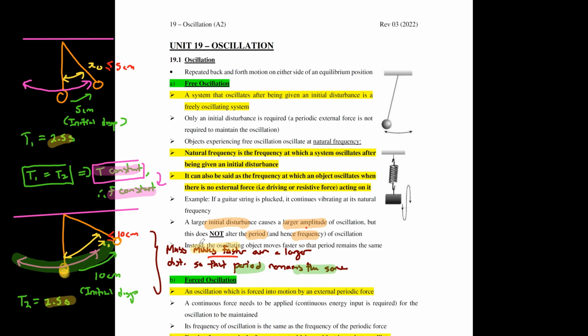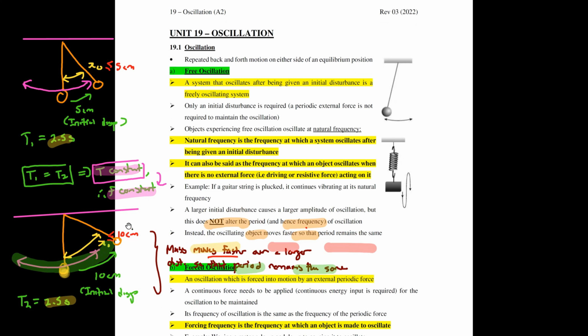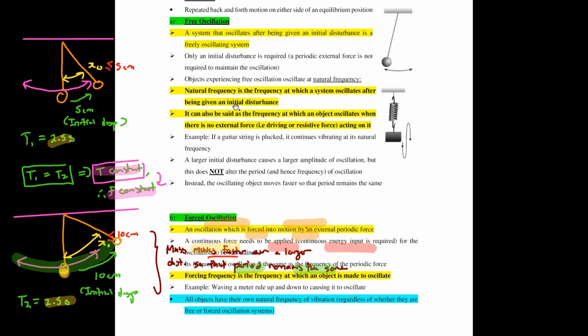So I actually mentioned this in the notes already. Your oscillating object will move faster so that your period remains the same when you have a larger initial disturbance. In one of the questions later on, you will see this fact being applied. All right. Now, this is for free oscillation.